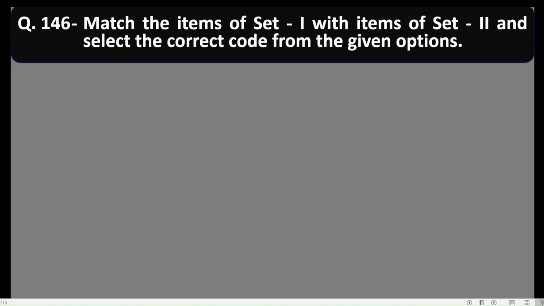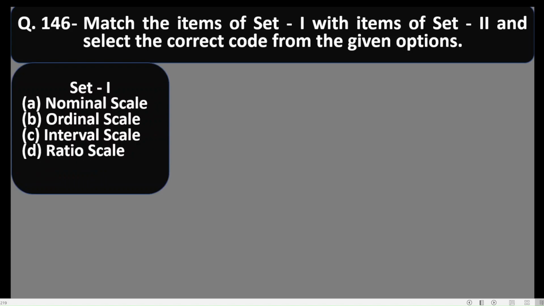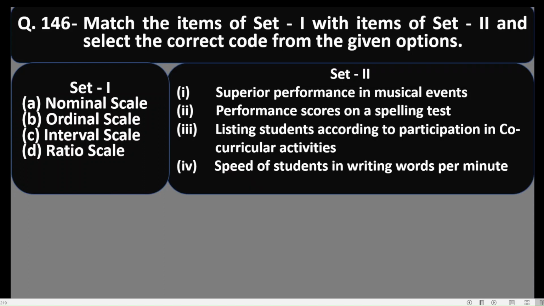Question number 146. Match the items of set 1 with items of set 2 and select the correct code from the given options. Set 1. The scales of measurement are given: nominal, ordinal, interval, and ratio. In set 2, number 1 is given superior performance in musical events. Superior performance means in musical events the participants are given ranks. So it must belong to ordinal scale, that is given in B in set 1.